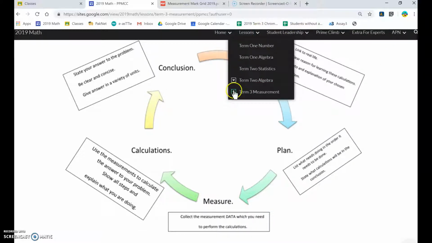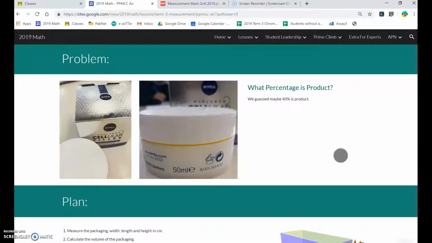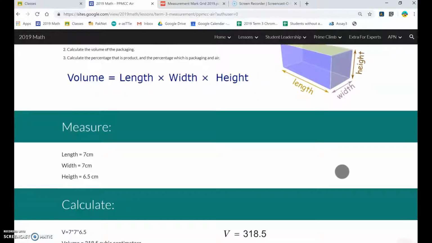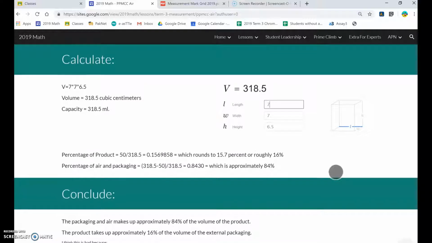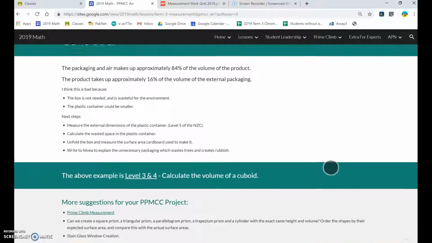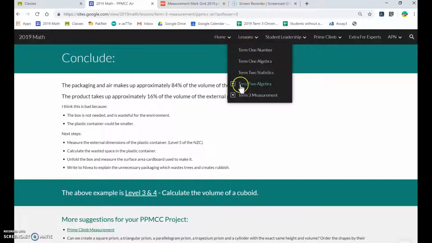So the next one we would look at, we did in class, was I talked to you about looking at product versus packaging. With this one, you can see the actual calculations and evidence of calculating and a conclusion. The conclusion was basically 84% packaging and air and only 16% was the volume. So again, you would do it in a group and you would aim to make it meaningful. This is just an idea. It's not an example of the whole thing.